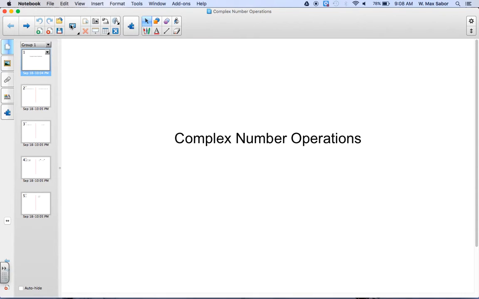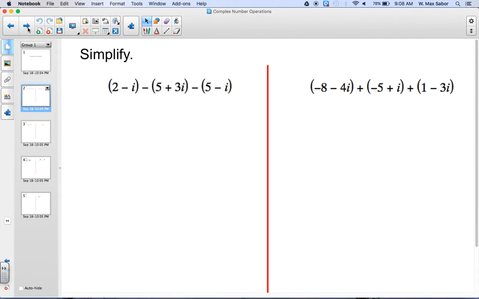Hello, so today we're going to do some number operations with complex numbers, so some arithmetic with complex numbers. So first of all, let's talk about adding and subtracting. When we add and subtract, what we do is we combine the real parts and combine the imaginary parts. So we still do our normal processes of distributing.